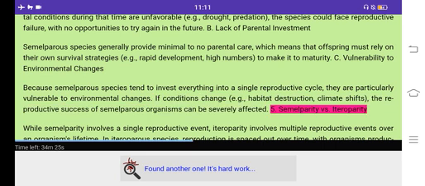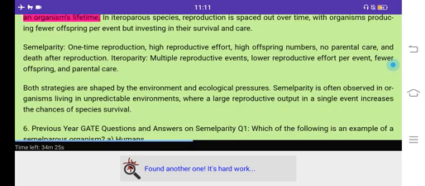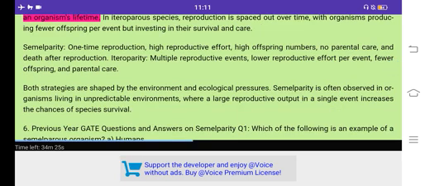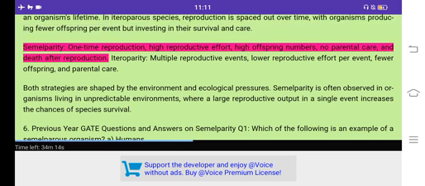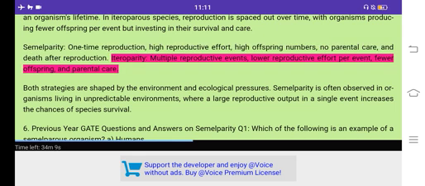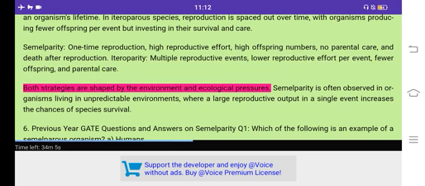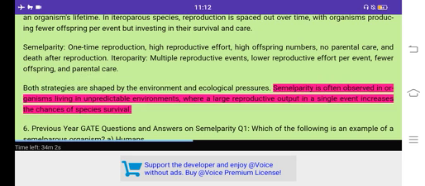5. Semelparity versus Iteroparity. While semelparity involves a single reproductive event, iteroparity involves multiple reproductive events over an organism's lifetime. In iteroparous species, reproduction is spaced out over time, with organisms producing fewer offspring per event but investing in their survival and care. Semelparity: one-time reproduction, high reproductive effort, high offspring numbers, no parental care, and death after reproduction. Iteroparity: multiple reproductive events, lower reproductive effort per event, fewer offspring, and parental care. Both strategies are shaped by the environment and ecological pressures. Semelparity is often observed in organisms living in unpredictable environments, where a large reproductive output in a single event increases the chances of species survival.